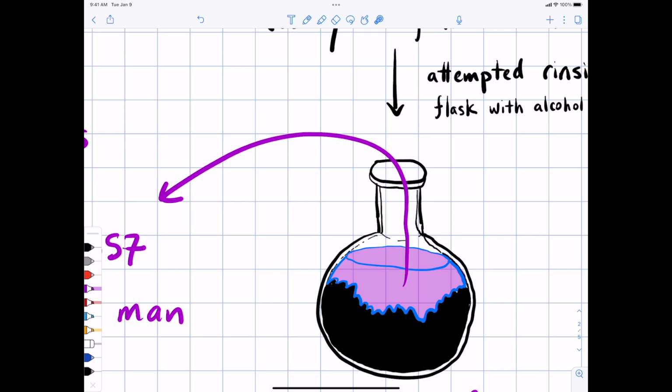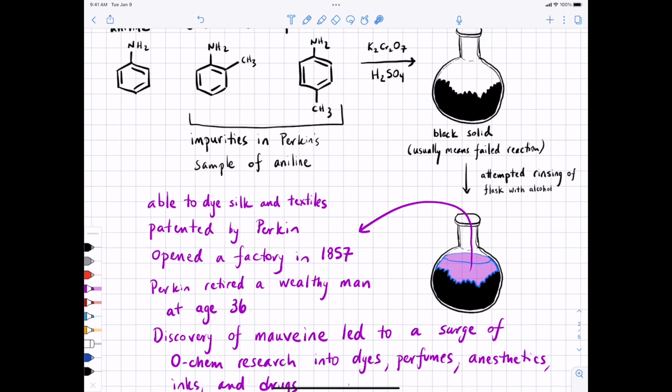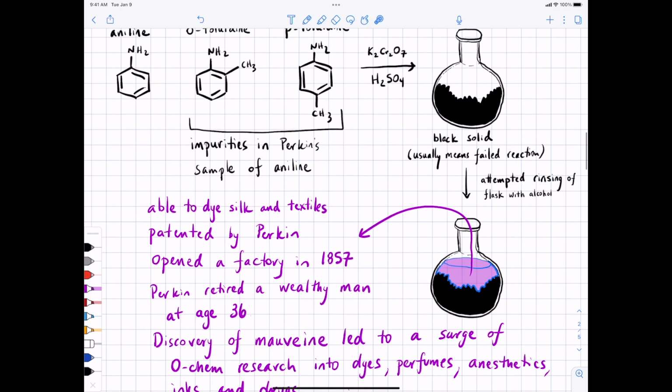And being 18, naturally he thought international textile color industry when he saw the color purple. So a whole series of events ensued. He learned to use that to dye silk and textiles. He patented it. The next year, as a 19-year-old, he opened a factory.